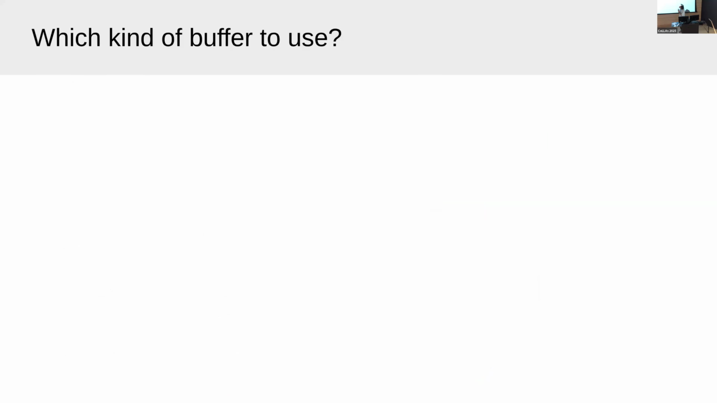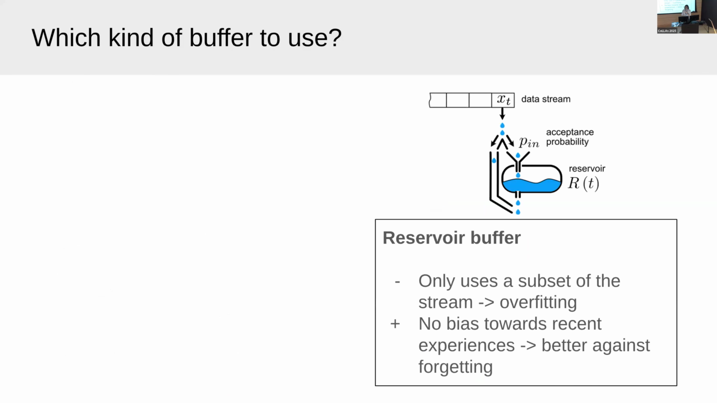So the next question we pose ourselves is which kind of buffer is best to use in this scenario? The de facto standard, especially for online continual learning, is using a reservoir buffer. The reservoir buffer is very popular because at the end of the stream, it converges to an unbiased subset of the stream. So it is not biased towards more recent experience, and each sample has the same probability to end up in the buffer at the end of training. But the problem is that it represents only a subset of the entire stream.